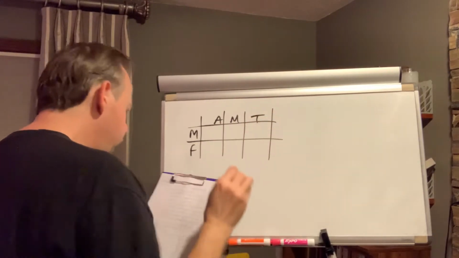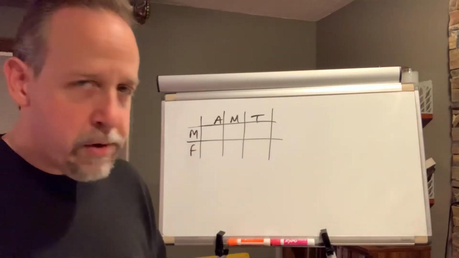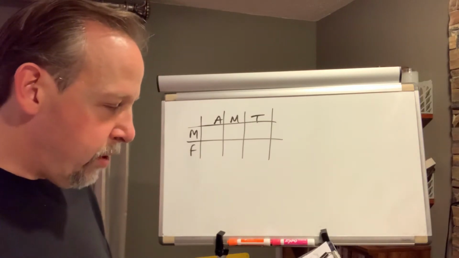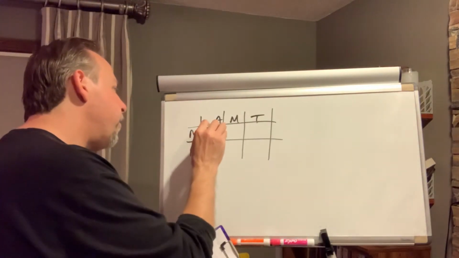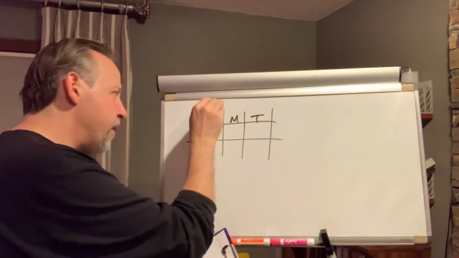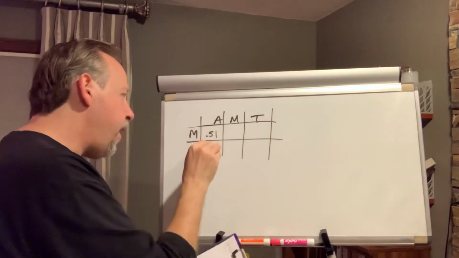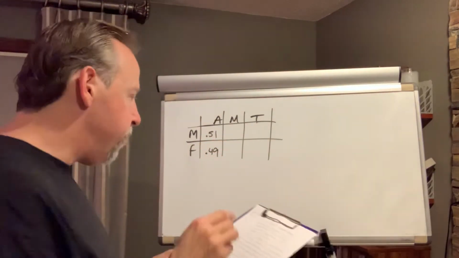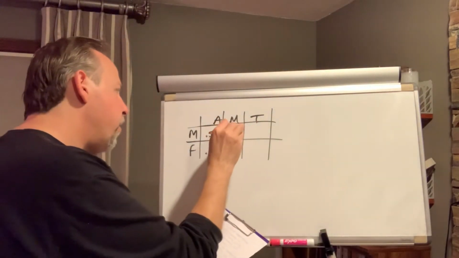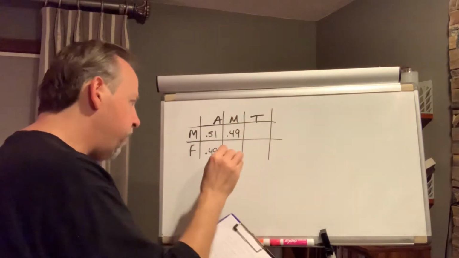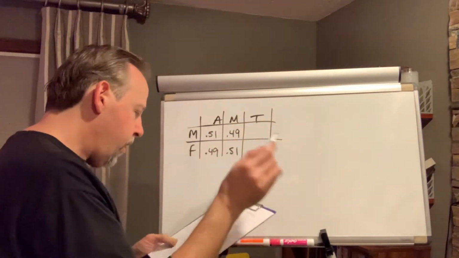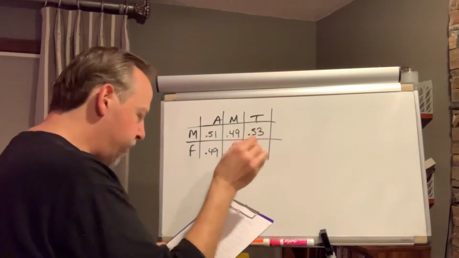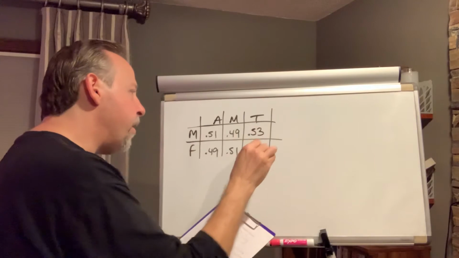So if you just took a look at all the people who chose major A, whatever it stood for, that were male, you get 51% of people that chose major A were male and 49% were female. Of people that chose major M, 49% were male and 51% were female. And of people that chose major T, 53% were male and 47% were female.